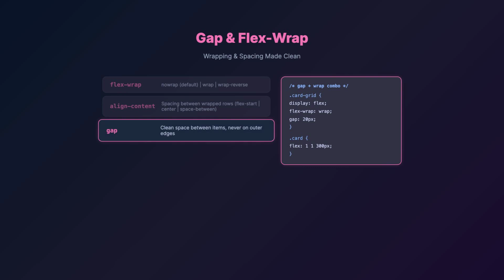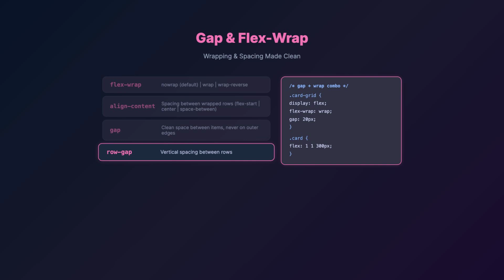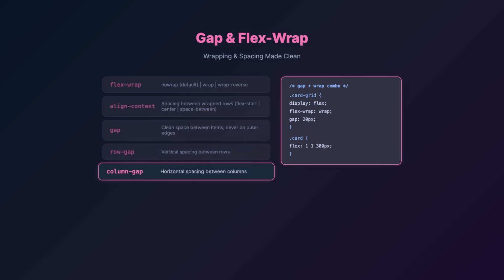The gap property adds space between flex items. Gap 20px puts 20 pixels between every item. Row-gap controls vertical spacing. Column-gap controls horizontal spacing.